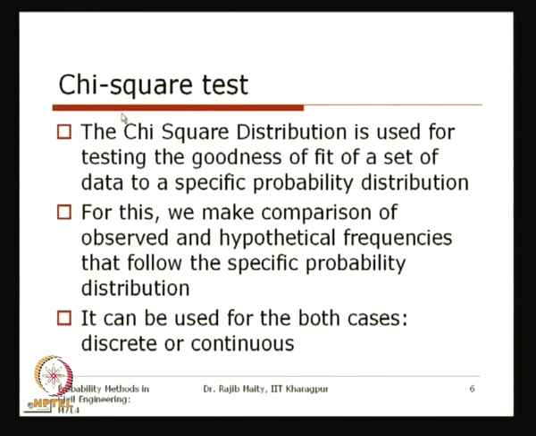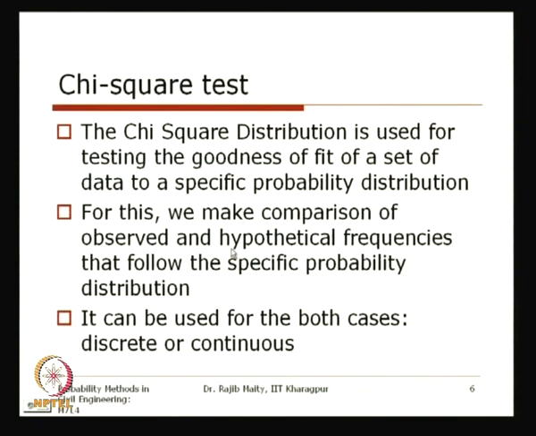Now, the Chi-square distribution is used for testing the goodness of fit of a set of data to a specific probability distribution. For this we compare the observed frequencies with the hypothetical frequencies that follow the specific probability distribution. This is the basic philosophy we have discussed, and the overall approach is the same for all these tests: comparing what we have observed from the data with what we are supposed to get from the hypothesized distribution, to see whether they match or not. Here the Chi-square test is based on frequencies. So we find the observed frequency and also the hypothetical frequencies.